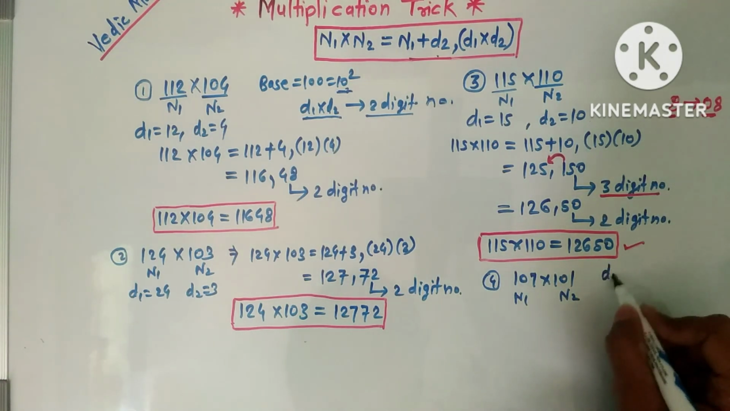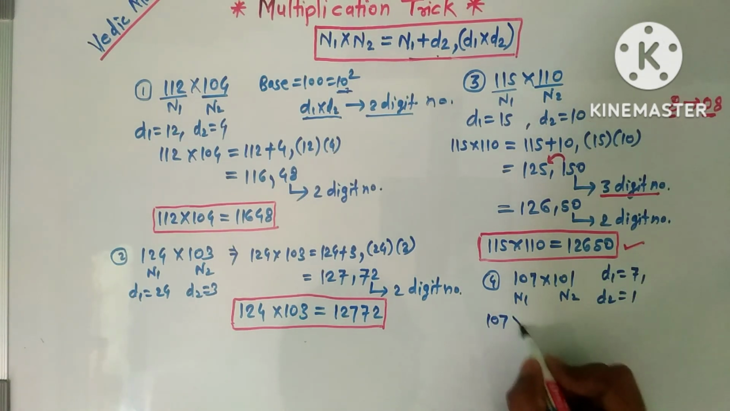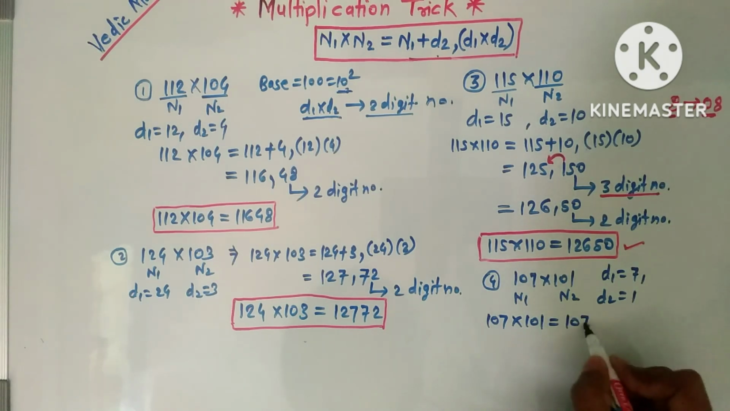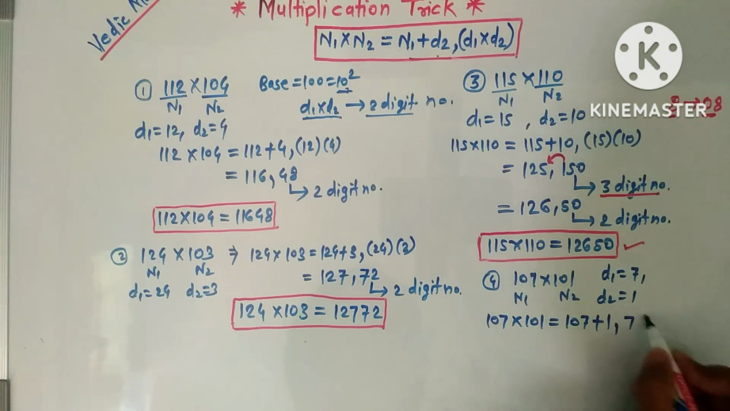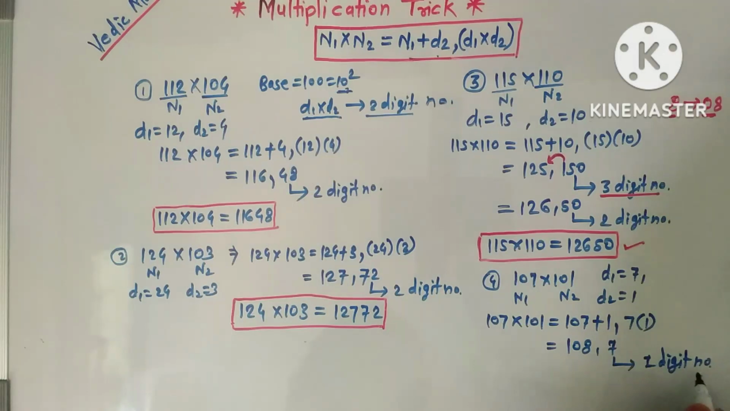So what is D1 here? D1 is 7 and D2 is 1. So 107 into 101 is equal to 107 plus D2 which is 1, comma 7 into 1. So 107 plus 1, 108, 7 into 1 means 7. But here it is a 1-digit number, and we already know that the number should be 2-digit. So we can write 7 as 07. So it is now a 2-digit number. So what is our final answer? 107 into 101 is equal to 10807.